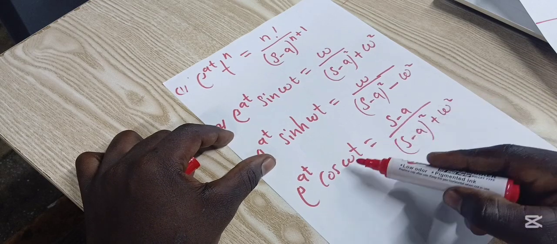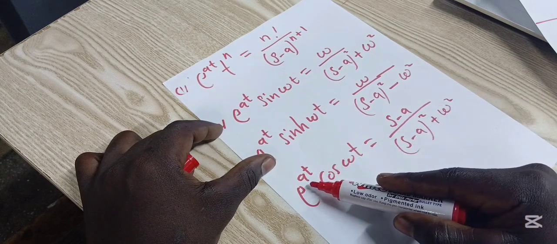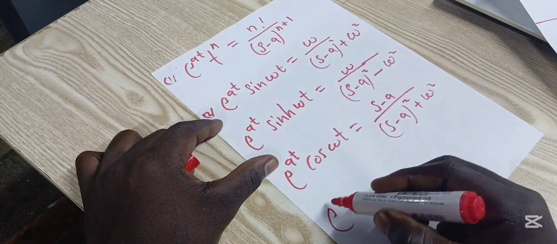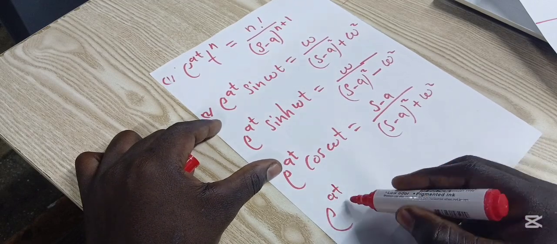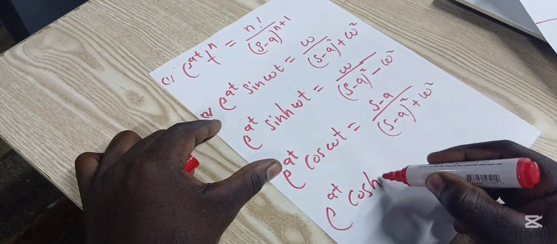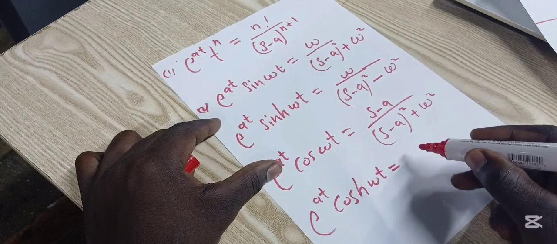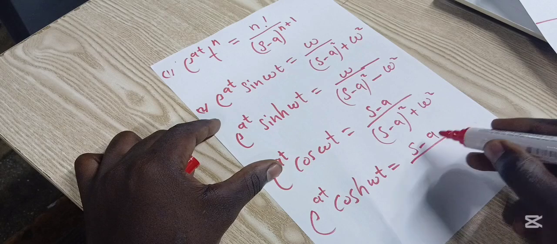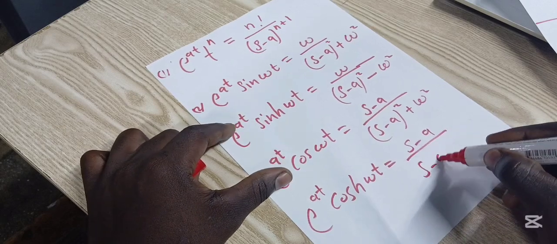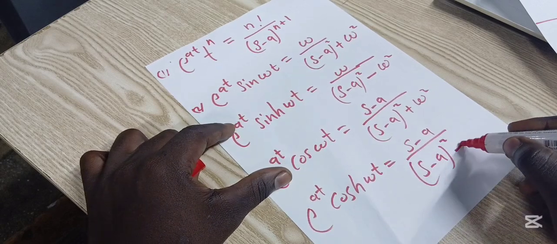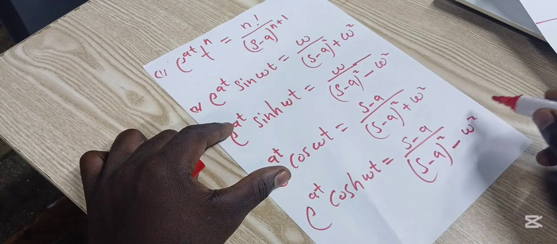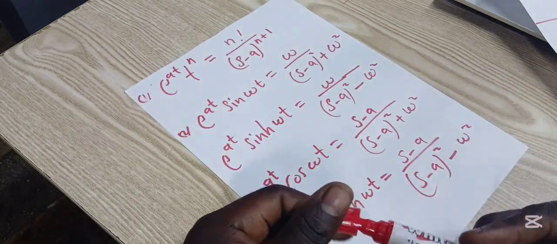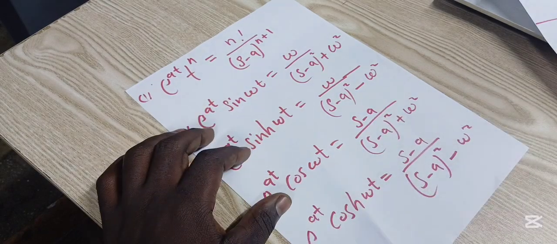Always you can see that our w will come from cos and our a will come from the exponential function. The Laplace of e to the power at cosh wt is going to give us s minus a over s minus a all squared minus w squared. So keep these formulas in mind. We are going to use them in solving problems in this video.